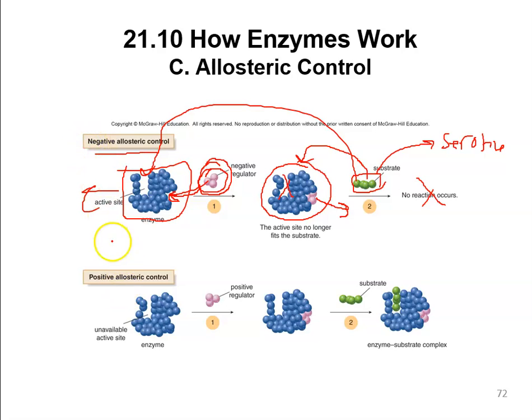Okay? A positive allosteric control is the exact opposite. This still affects the enzyme, but it does the opposite. It turns an inactive enzyme into now an active enzyme. Okay, so it does the opposite. Here it's active. When it bonds, it deactivates it. Here when it bonds, it activates it. All right, I can't think of an example of where that would happen, but I'm sure there are examples of that.